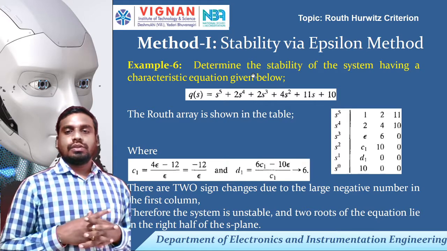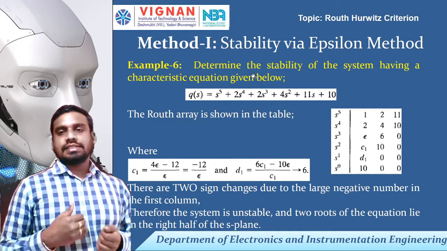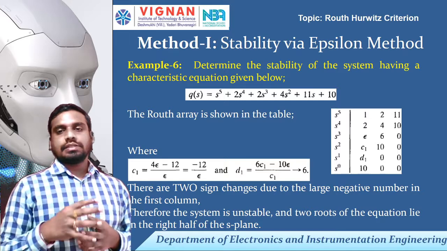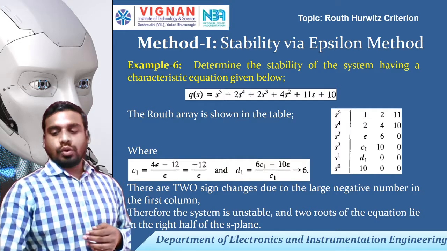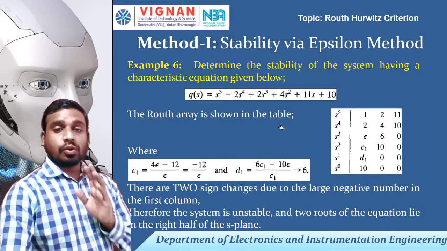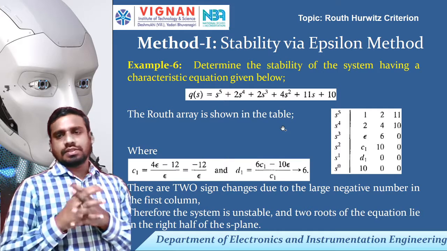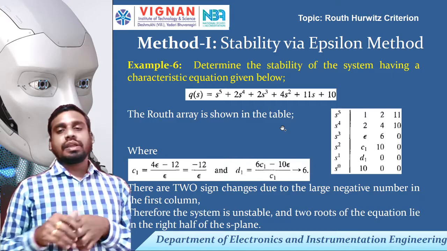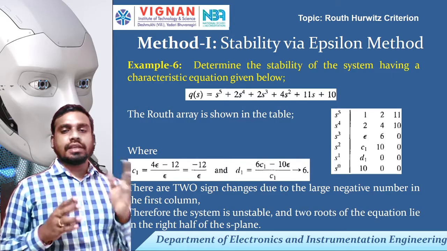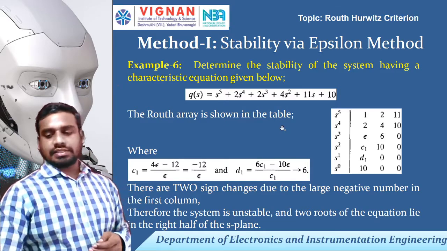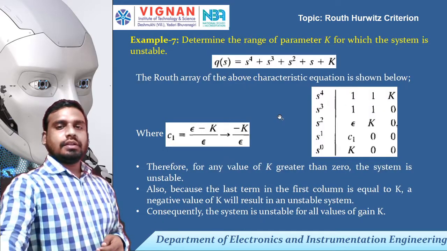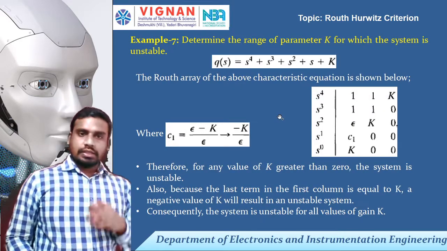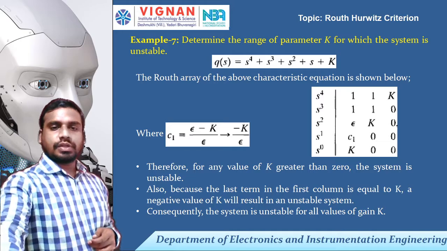In that way, we can estimate stability and tell about the poles. We can't locate them, where exactly the location is we can't know, but we will know how many are on the right side and how many are on the left side. That way we can understand. So that is how we have to substitute.